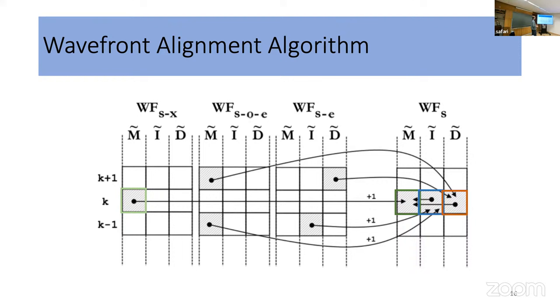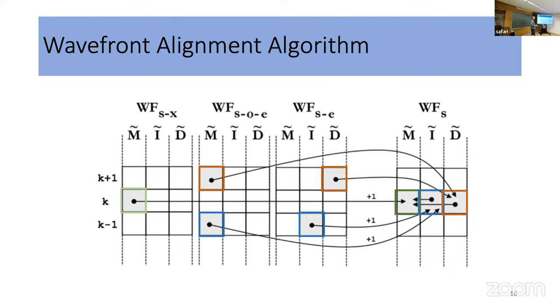For these insertion and deletion vectors, data comes from either a previous mismatch vector, the M vector, if it is a new insertion gap that is being opened, or a previous insertion vector if it is an existing insertion gap that is being extended. The same for the deletion vector: either from a previous mismatch vector if it's a new deletion, or from a previous D vector if it's a deletion gap that is being extended.